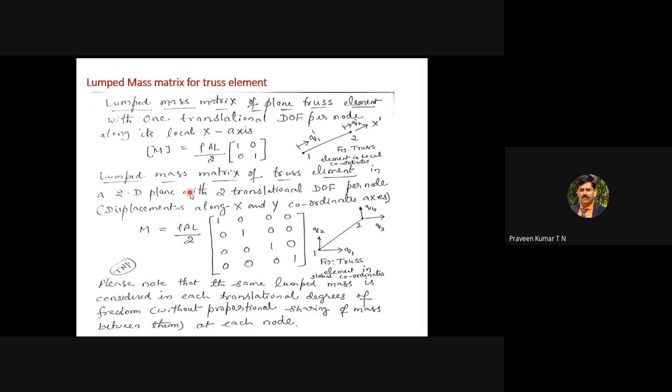Lumped in the sense, we have a beam, so it is subject to uniformly distributed load because of the self weight. So instead of giving the load, the weight, at each and every point of the beam, the complete load, the UDL, is transferred to the nodal point. So this load will be lumped in the nodal point. Hence, it is referred to as lumped mass matrix.